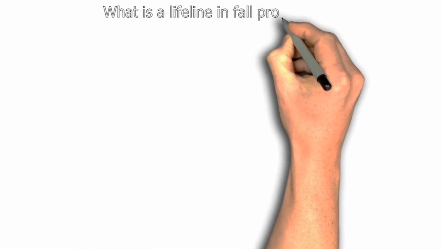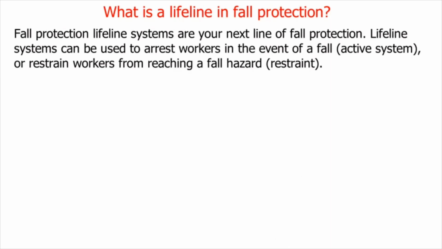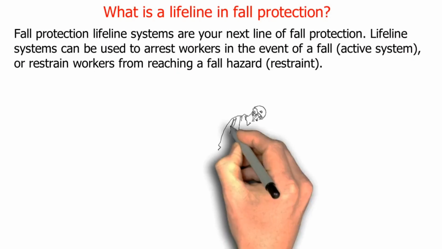What is a lifeline in fall protection? Fall protection lifeline systems are your next line of fall protection. Lifeline systems can be used to arrest workers in the event of a fall (active system), or restrain workers from reaching a fall hazard (restraint).